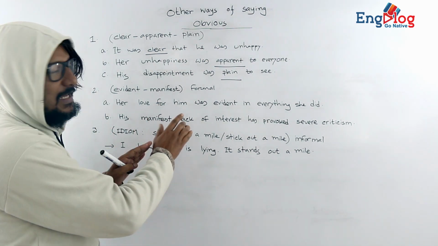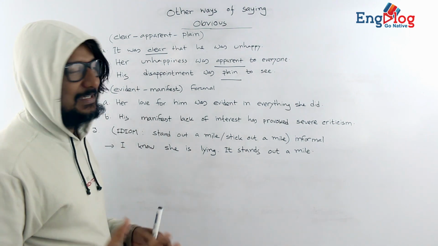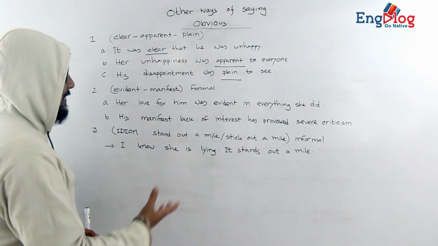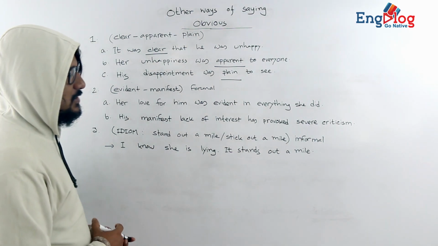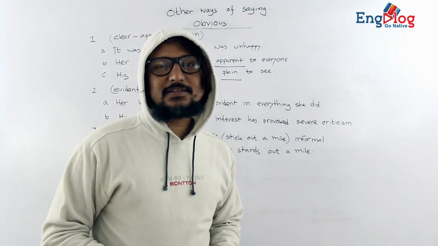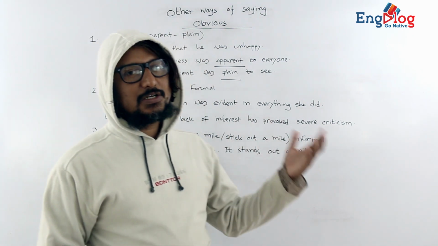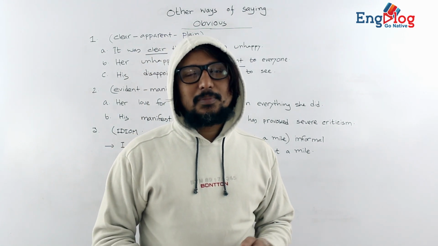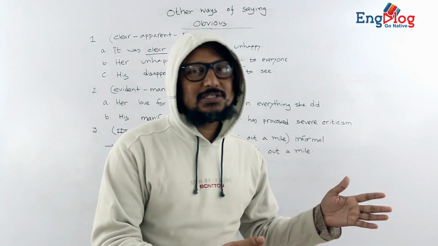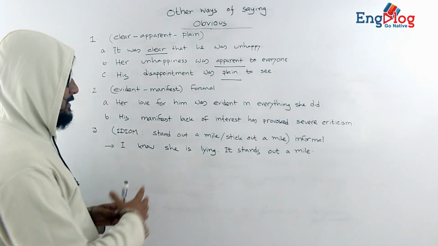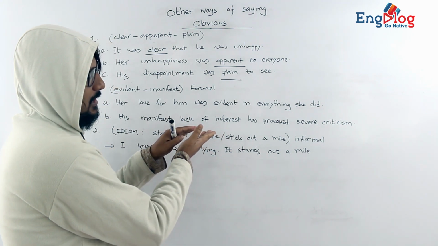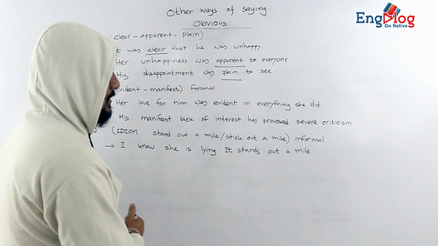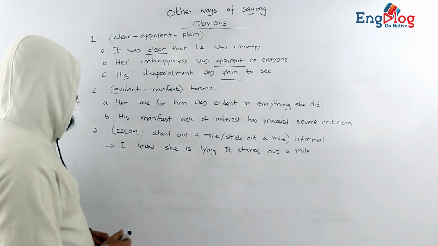So it is obvious that he was lucky, right? And the next one is manifest. His manifest lack of interest has provoked severe criticism. Maybe this person was given a job and he had interest for that job, but after some time, maybe he lost his interest, and that lack of interest resulted in some severe criticism. So manifest is the term.